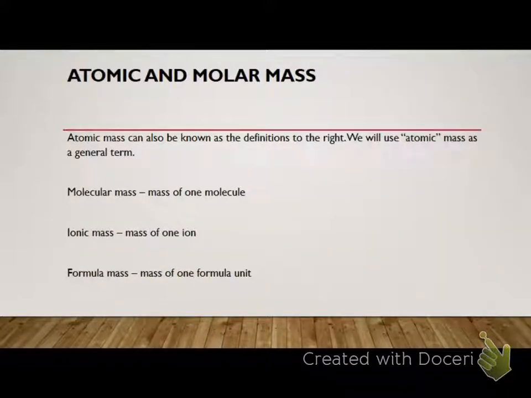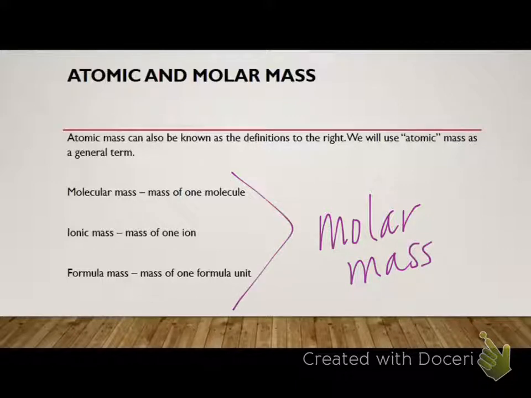So, some terms that you need to know: atomic mass has several different definitions, and it kind of depends on what you're talking about. If I'm talking about molecular mass, I'm talking about the mass of one molecule. If I'm talking about ionic mass, I'm talking about one ion, and if I'm talking about formula mass, it's for a formula unit, which might not mean much to you, but it will when we start talking about these things. I almost always call it molar mass, which is the term that I can use for all of them. Molar mass is going to be the mass of a mole. We'll define on Monday what a mole is. I have a song and everything.